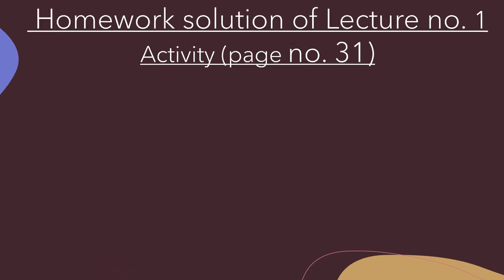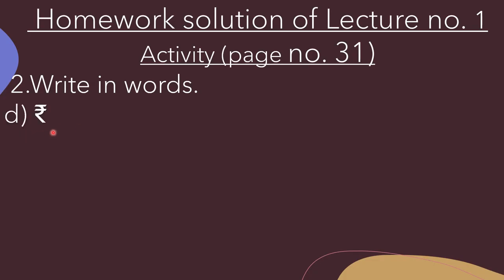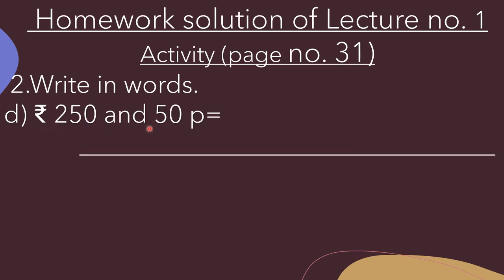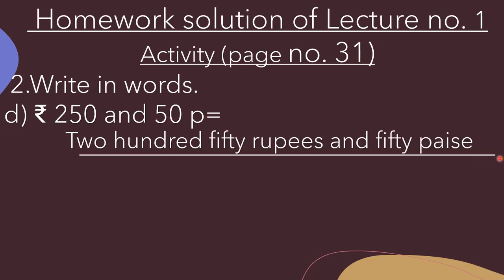Understood beta? Now question number 2, write in words. So here beta, we have been given the amount in figures and we have to write it in words. In D part it is given rupees 250 and 50 paise. So how can we write it in words? Here we will write two hundred fifty rupees and fifty paise.